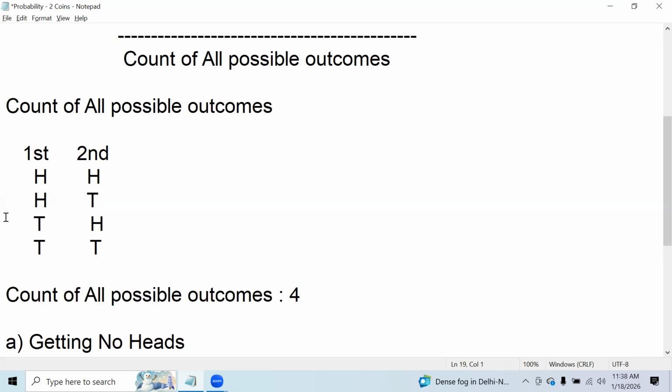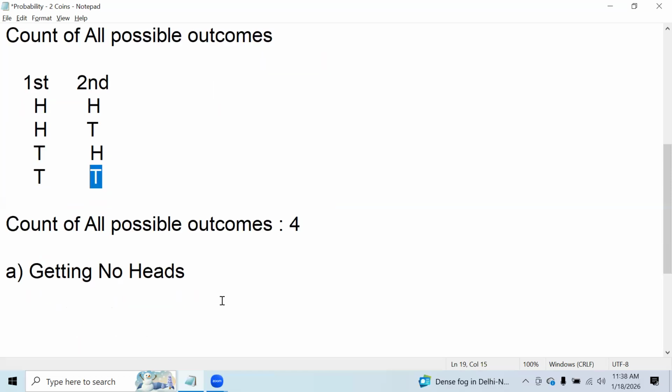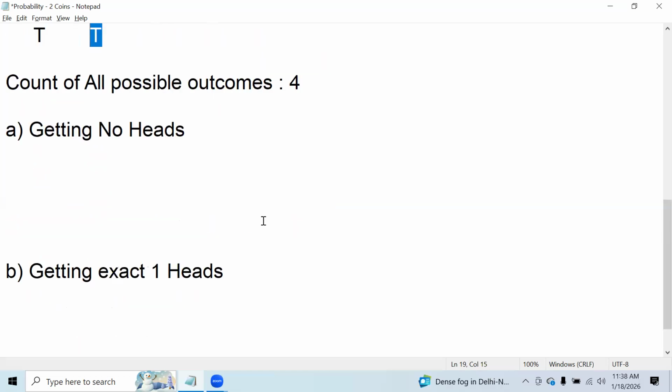Just to make it easy to remember, whenever we are writing it for two coins, you write down H, H, T, T and H, T, H, T. So if you just remember like this, you can remember all these four possible outcomes easily. So the count of all possible outcomes is 4. So now let's solve the problem.